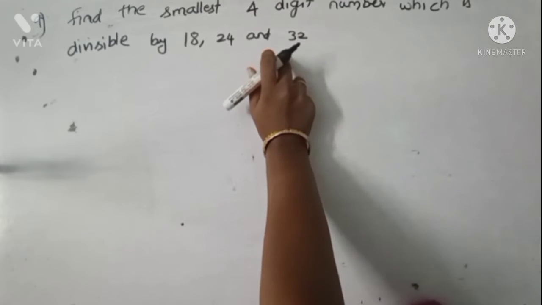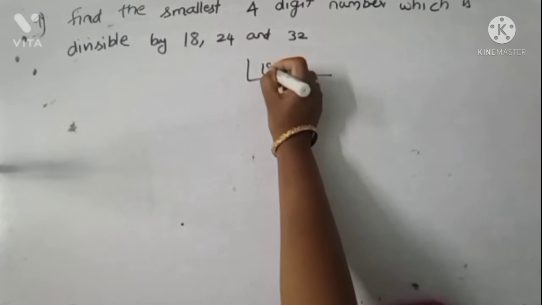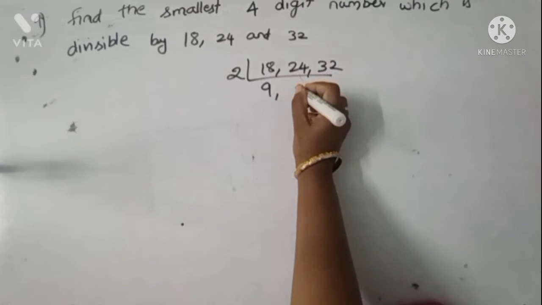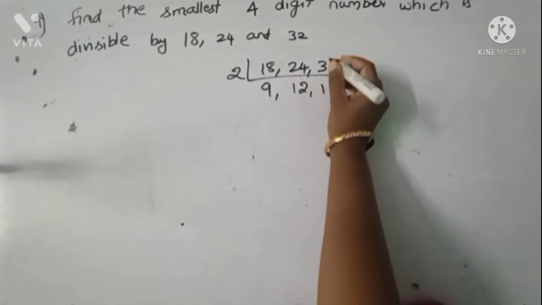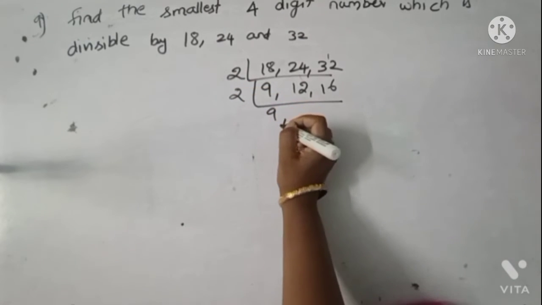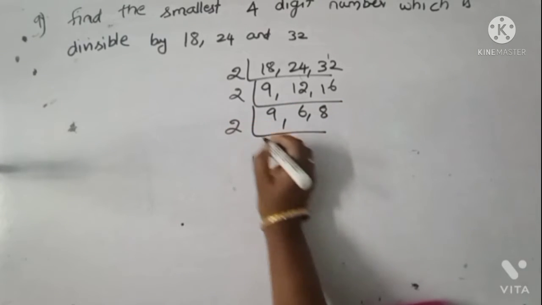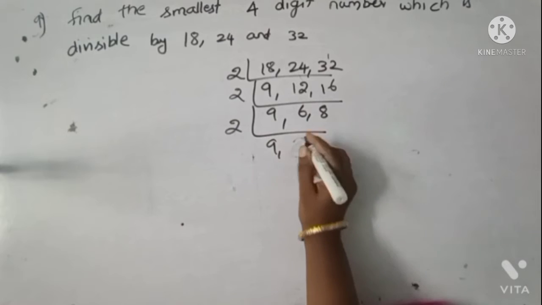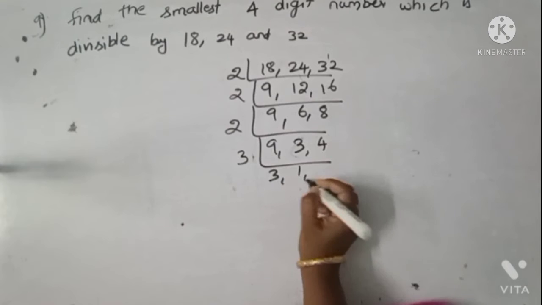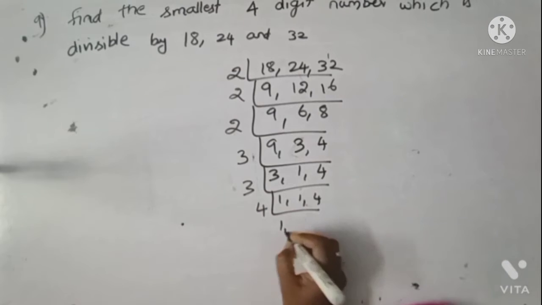We have to find the LCM of the numbers. So 18, 24, 32. Let us start with two tables. 2 9s are 18, 2 12s are 24, 2 16s are 32. Once again with the two tables: 9 as it is, 2 6s are 12, 2 8s are 16. Two tables again: 9 as it is, 2 3s are 6, 2 4s are 8. Next 3 tables: 3 3s are 9, 4 as it is. With 3 tables, 1, 1, 4, and then with 4 tables, 1, 1, 1.